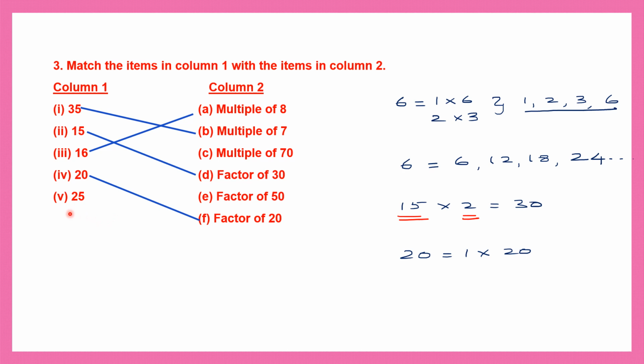The last one, 25. And what is left? Is it a multiple of 70? No, it should be greater than 70. Next one is 50. Is it a factor of 50? Yes, because 25 into 2 will give you 50 and both are factors of 50. So 25 here is the factor of 50. So we have matched all the columns. You'll have to write out your options very clearly.